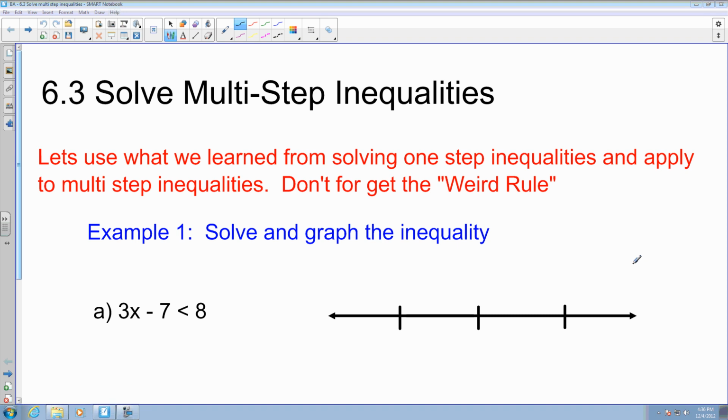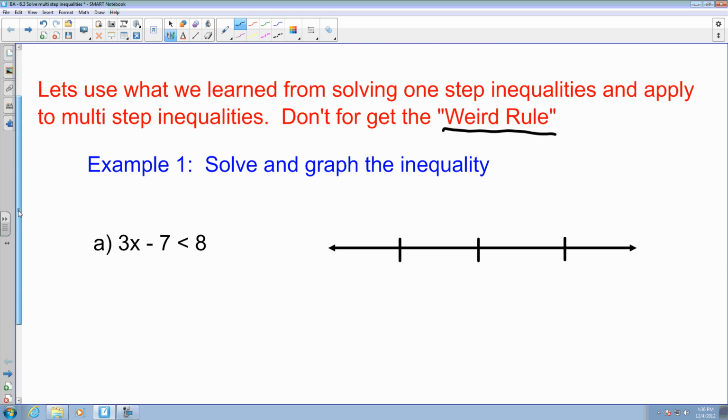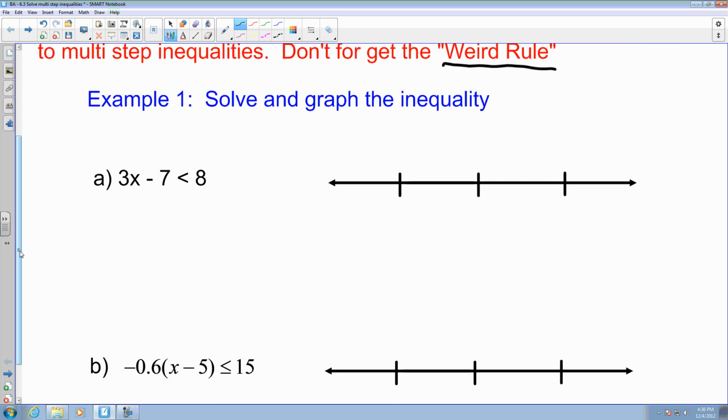So keep that in mind, what we learned from using one-step inequalities and applying it to the multi-step inequalities. And also don't forget the weird rule, which means if you multiply or divide by a negative number, you must again flip the inequality. So let's look at example 1. Example 1, they want us to solve and graph the inequality. So our example is 3x minus 7 is less than 8.